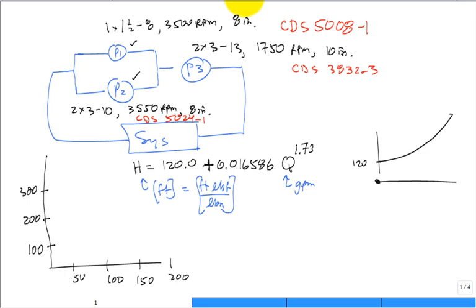It ends at around 200 GPM. At what head? Around 225. So it's probably right there to right there. There. Would you say that's a good looking pump 1 curve?